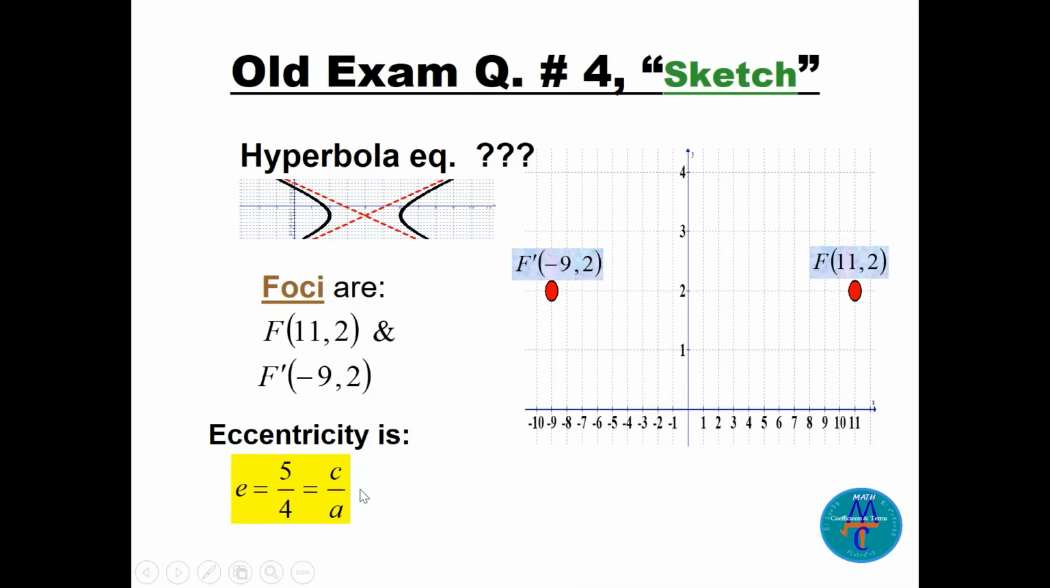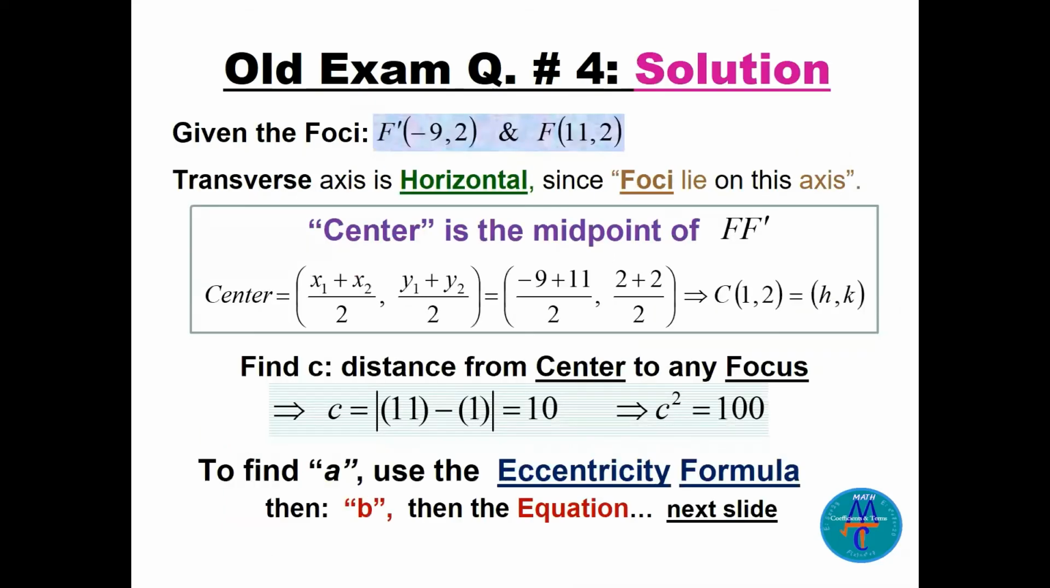This is c over a by the formula. We know that the transverse axis is horizontal and the foci lie on this axis. The center is the midpoint of F and F prime. So I can use the midpoint formula to get the center (1, 2). This is h and k. c is the distance from the center to any focus. So it will be the absolute value of 11 minus 1, so it will be 10. c squared will be 100.